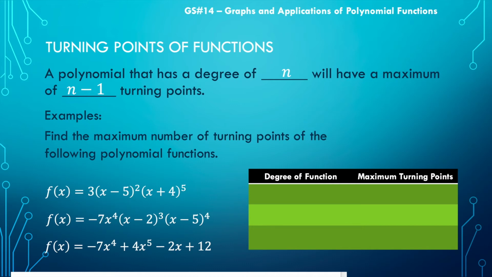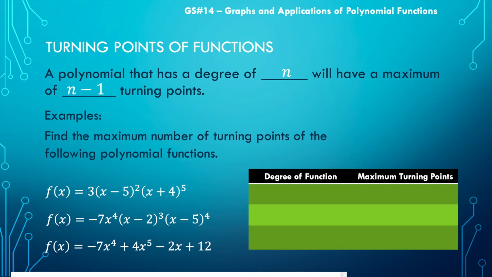That allows us to look at the equation of a function and say what the maximum number of turning points is in that particular function. So let's look at these 3 examples. I have 3 different functions here, and we want to determine first the degree of the function and then the maximum number of turning points. For this first function, we want to think about what would be the highest degree if I were to multiply all of this out.